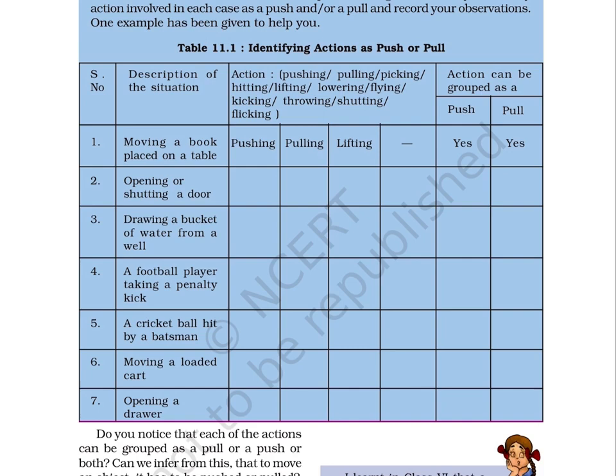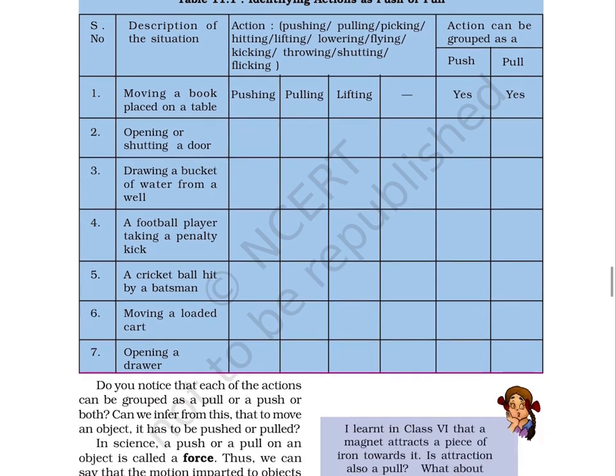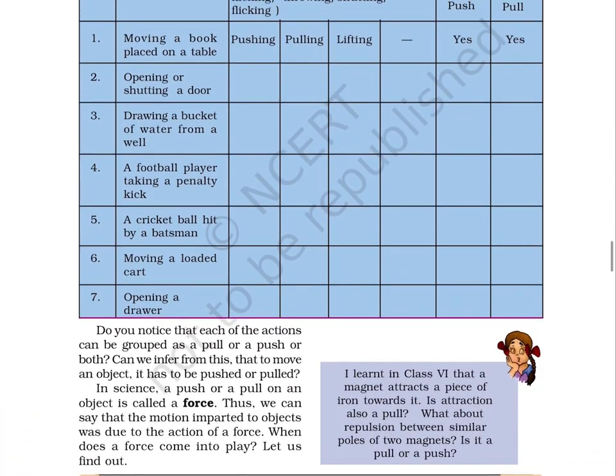Now, serial number 2, description of the situation: opening or shutting a door. 3: drawing a bucket of water from a well. 4: a football player taking a penalty kick. 5: a cricket ball hit by a batsman. 6: moving a loaded cart. 7: opening a drawer. Now make this table as just described. We have done one example for you. Now complete the table in your notebook.